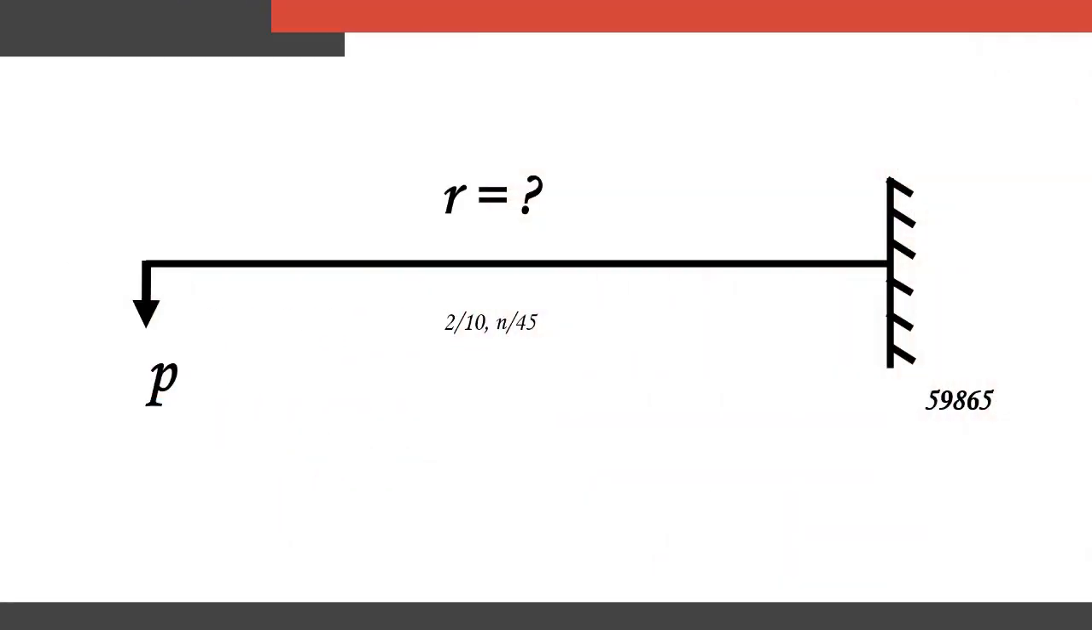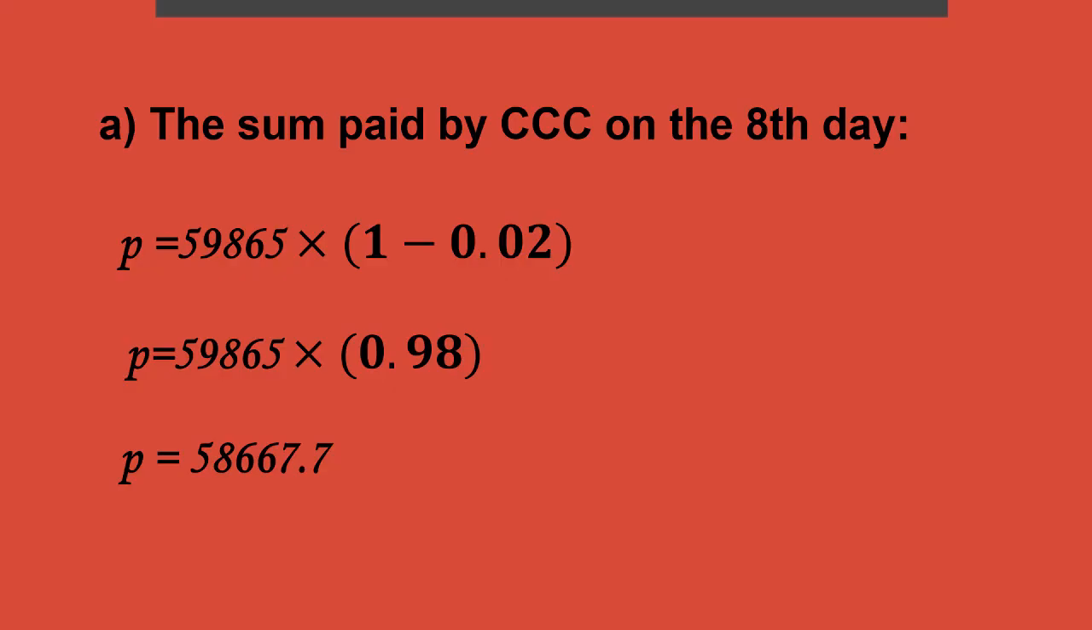This is the timeline. We have S, $59,865 with terms of 2/10 N/45. We need to calculate B and R. We will start with the sum paid by CCC on the 8th day. B will be equal to $59,865 times 98%, so B equals $58,665.7.